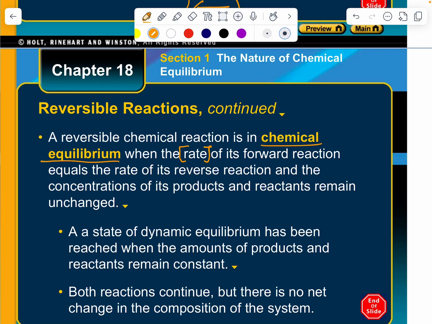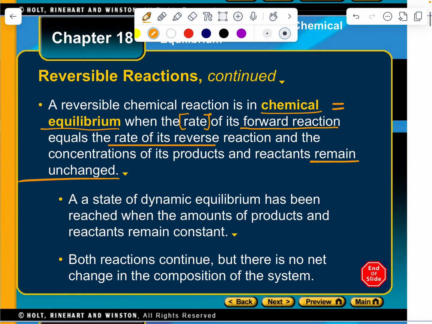So I want to put an equal sign beside chemical equilibrium. Why? Because the rate of the reverse reaction and the rate of the forward reaction should be equal, and the concentrations of the products and reactants will remain unchanged. So the rates are equal and the concentrations are unchanged. A state of dynamic equilibrium has been reached when the amounts of products and reactants remain constant.